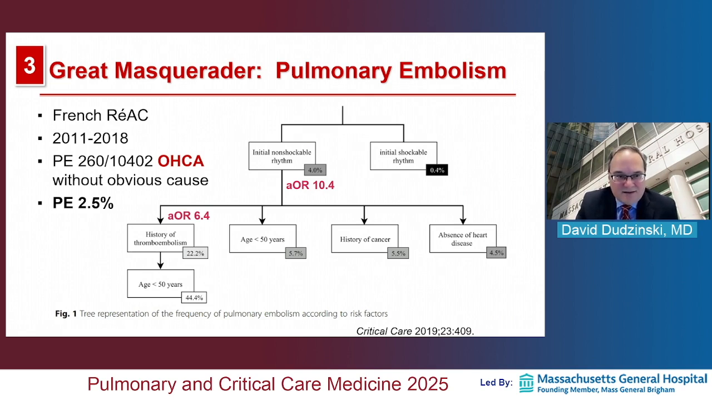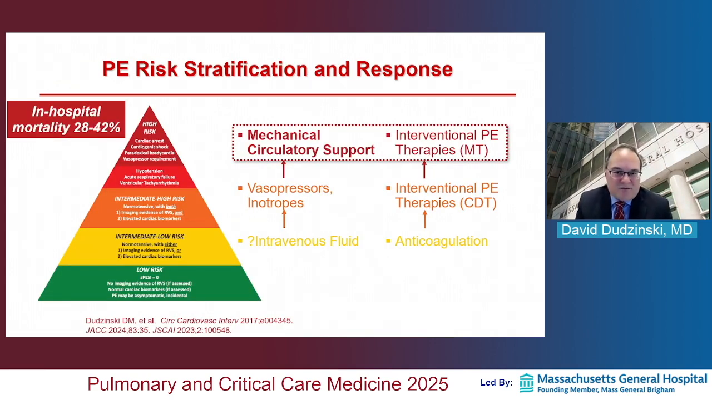So PE, this is a nice study from the France reanimation registry. It is a very common cause of out-of-hospital cardiac arrest, especially in patients who had both an initial non-shockable rhythm, no history of VT, obviously, and were young. 4 out of 9 cases were due to PE if those were all true. The treatment of PE, I'm sure Dr. Witkin will go over. We're just going to look at it quickly.